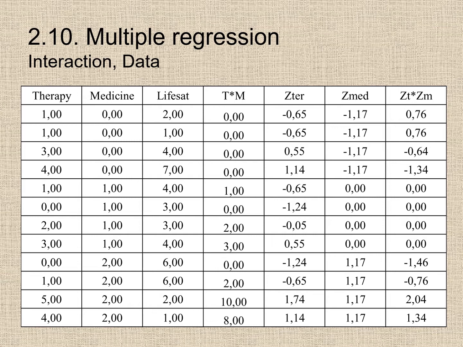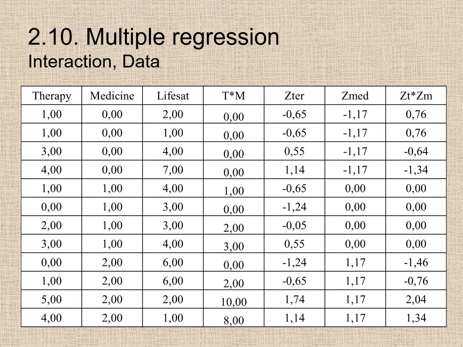We standardize. So I standardize therapy, I standardize medicine. Centering functions just as well. So I standardize them first, and then I multiply them. Because then we don't have this linear association anymore. Not to the same degree, at least. Okay, so above the line, non-standardized predictors. And here we have them standardized.